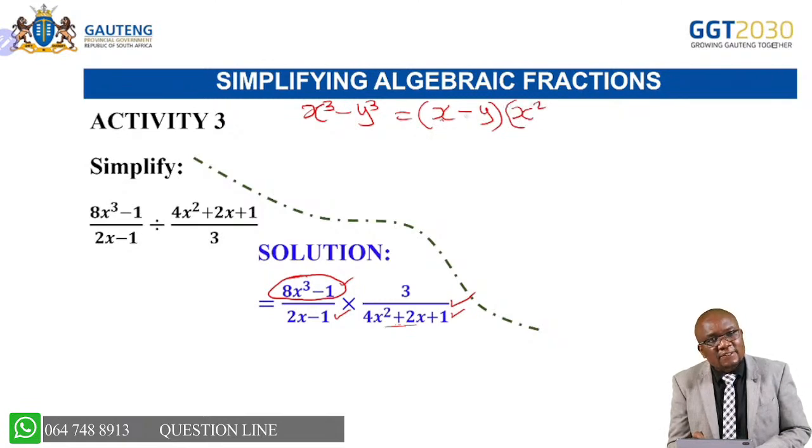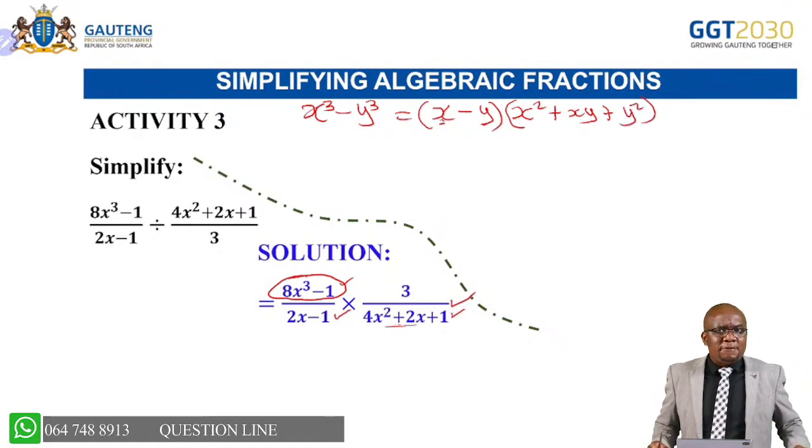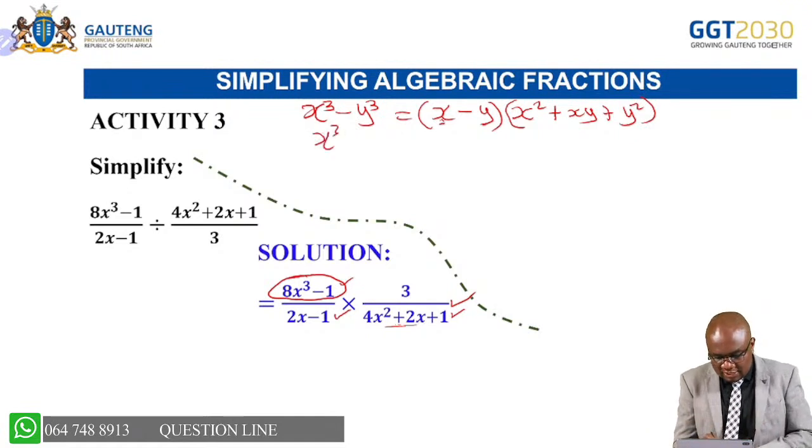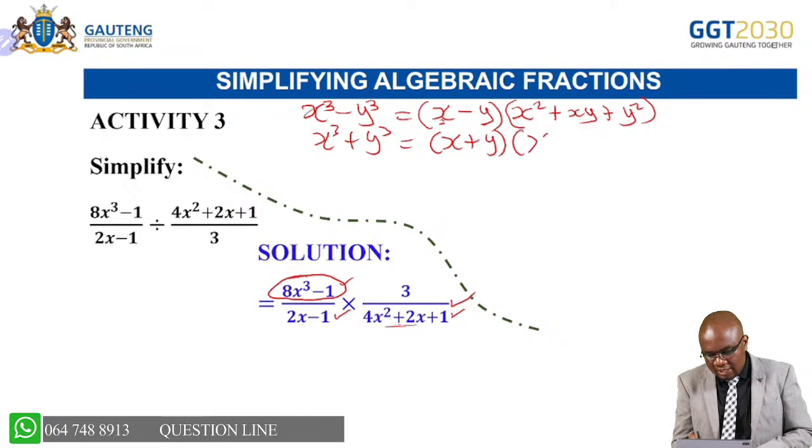Change the sign. It's now minus, it becomes plus. Multiply x and y, xy. Always positive, plus. Square the y, y squared. This is how we factorize difference of 2 cubes. The sum of 2 cubes is going to be almost like that, but it's going to be like this. Equal to x plus y, and then x squared minus xy plus y squared.